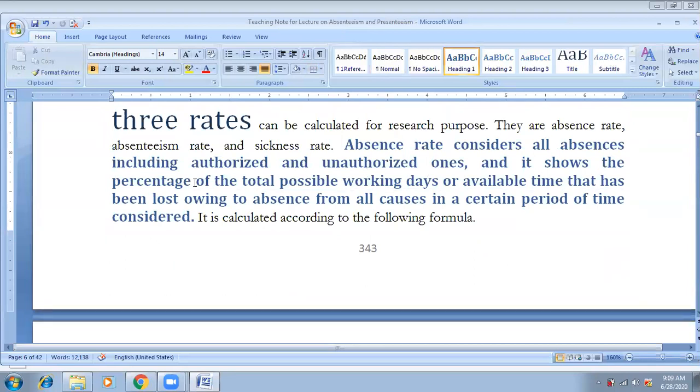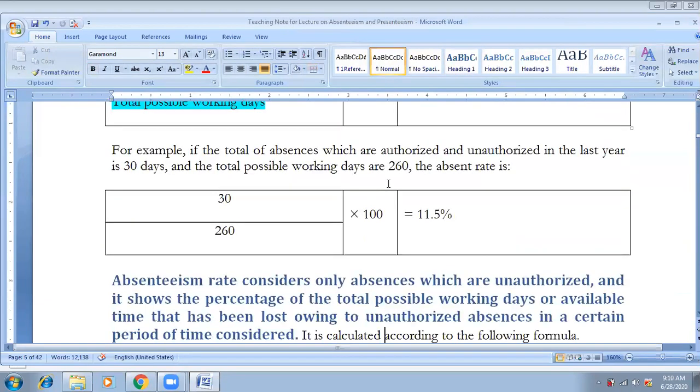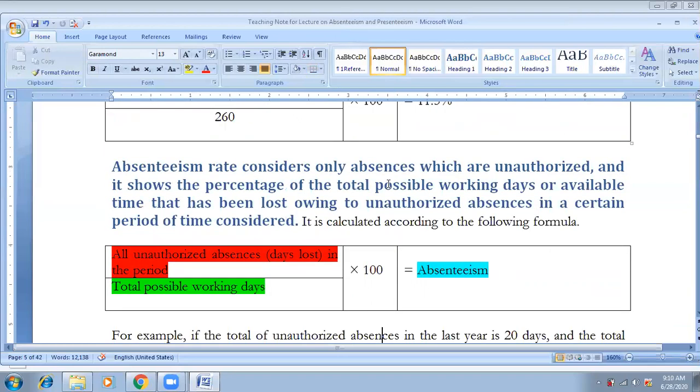This one, don't get confused. Easy to understand, right? So this one is only unauthorized. It shows the percentage of total possible working days or available time that has been lost owing to absence which are unauthorized within the period that we consider. Then you can see here the formula: all unauthorized absences divided by total possible working days, multiplied by 100.